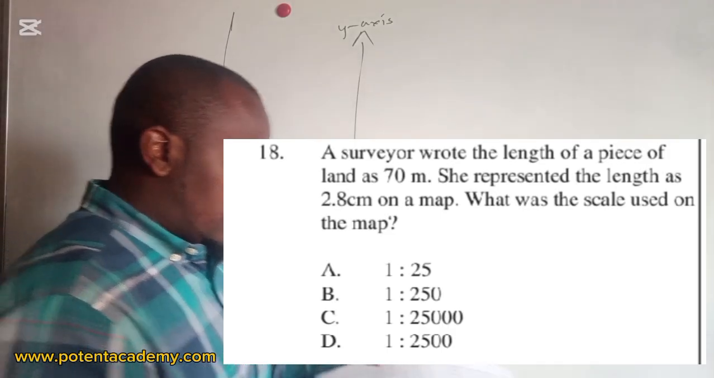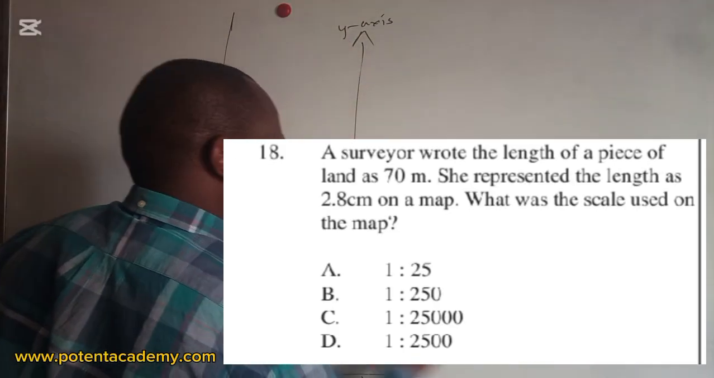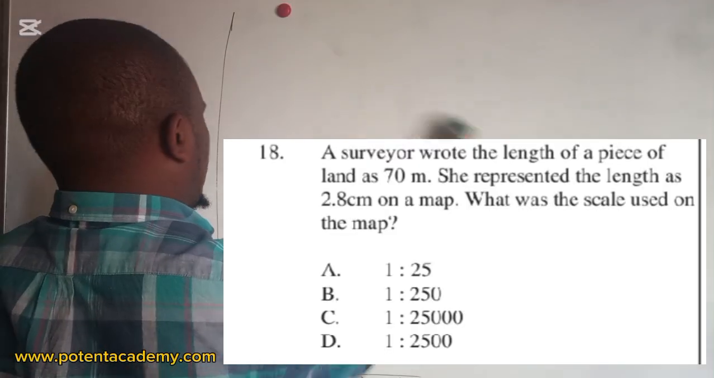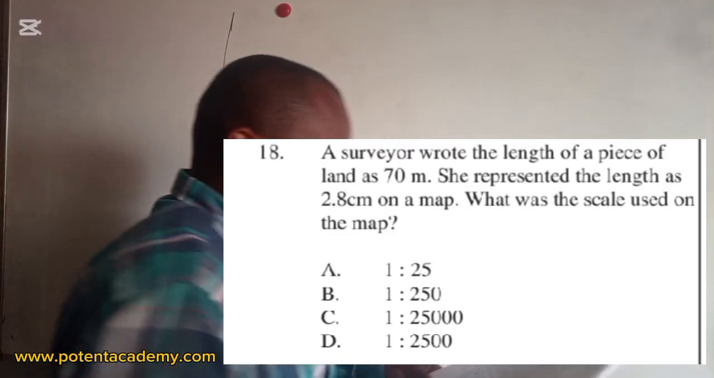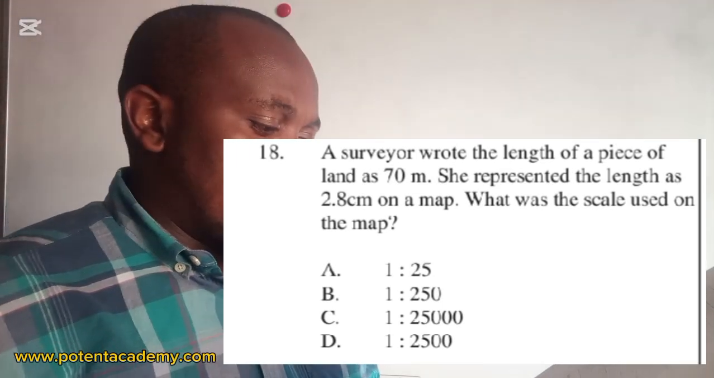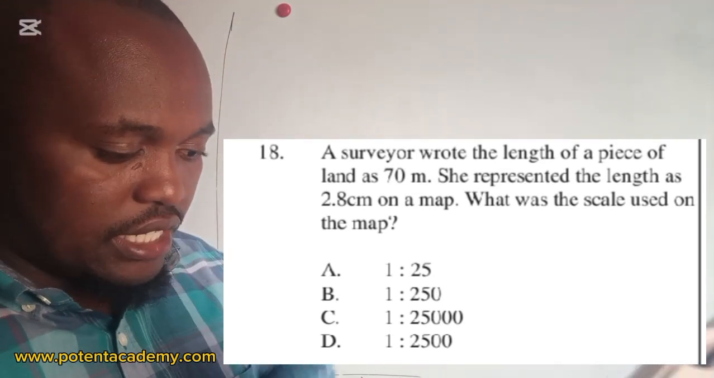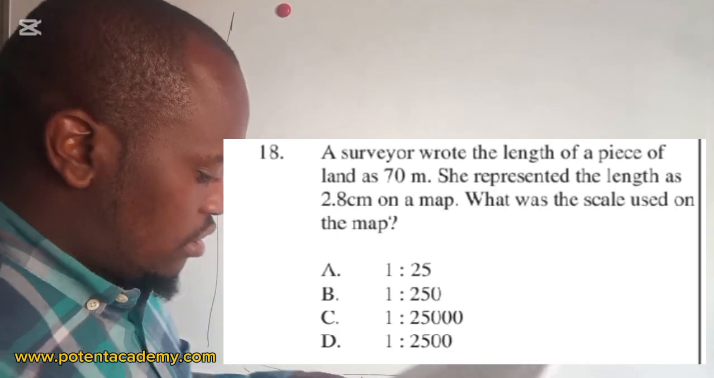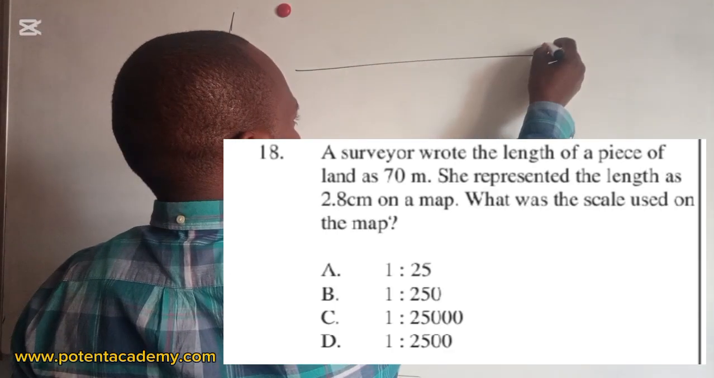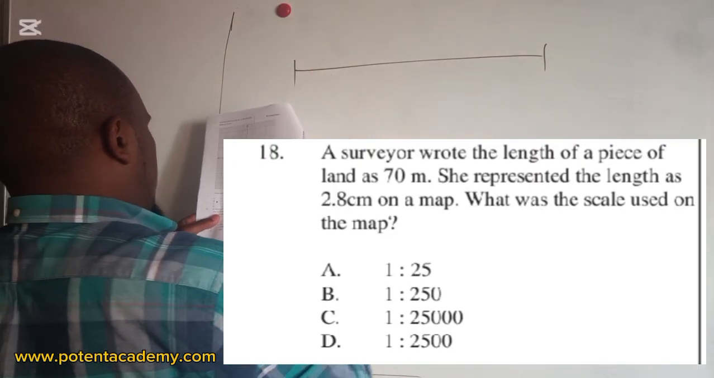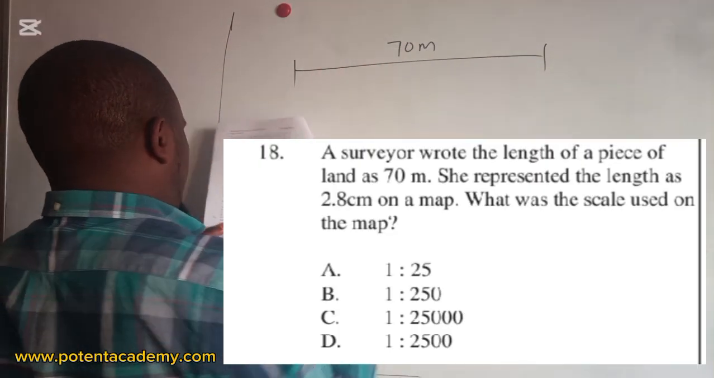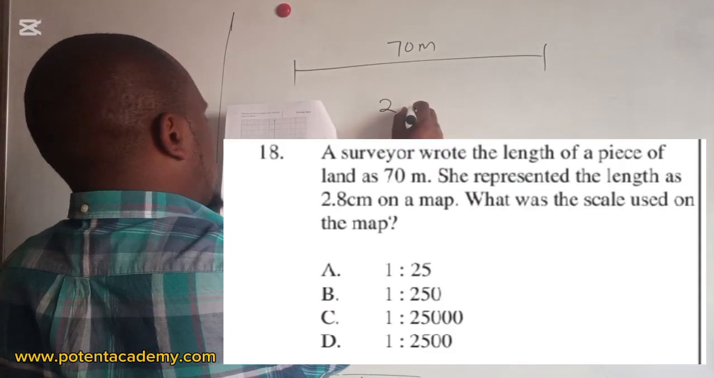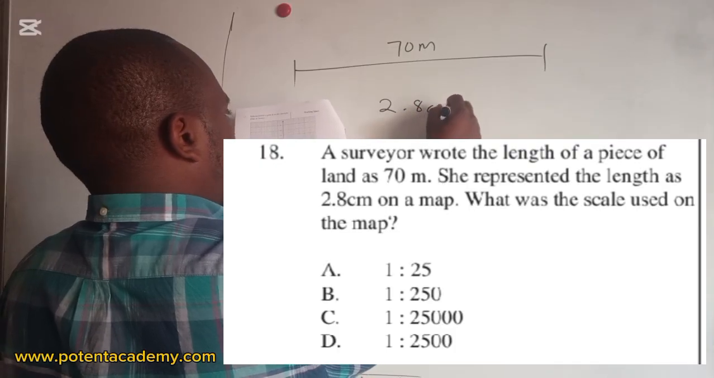Question 18. A surveyor wrote the length of a piece of land as 70 meters. She represented the length as 2.8 centimeters on a map. What was the scale used on the map? So the land is 70 meters in length. However, she wrote this as 2.8 centimeters.